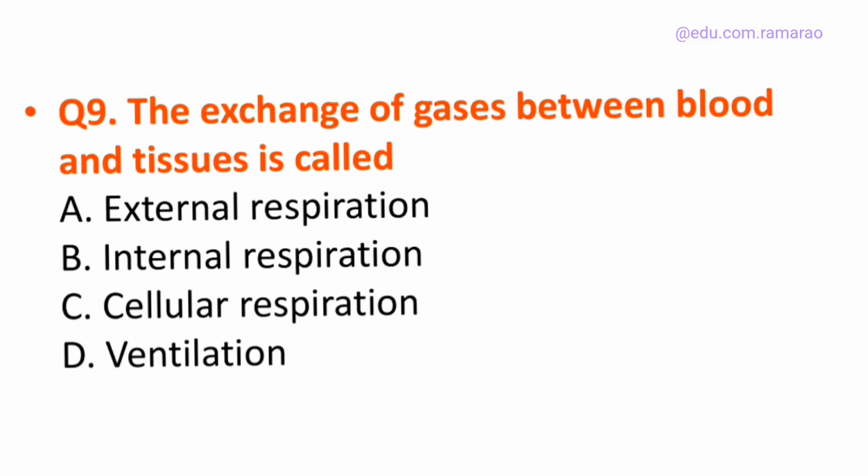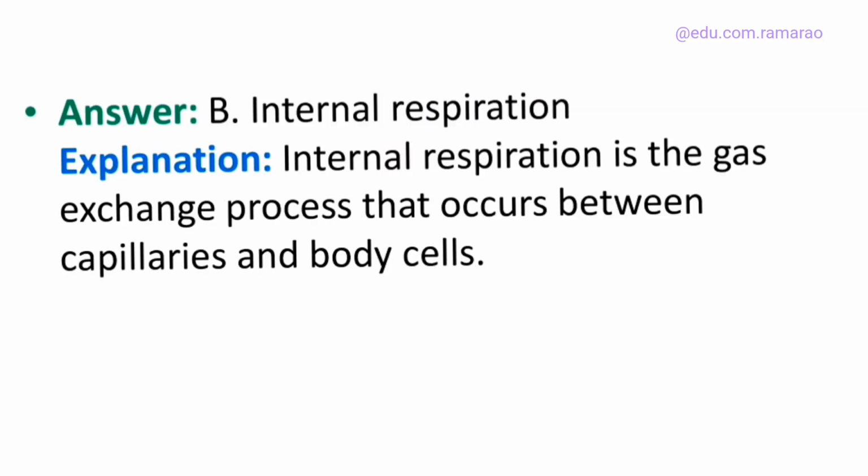The exchange of gases between blood and tissues is called option A external respiration, option B internal respiration, option C cellular respiration, option D ventilation. The correct answer is option B internal respiration. Internal respiration is the gas exchange process that occurs between capillaries and body cells.